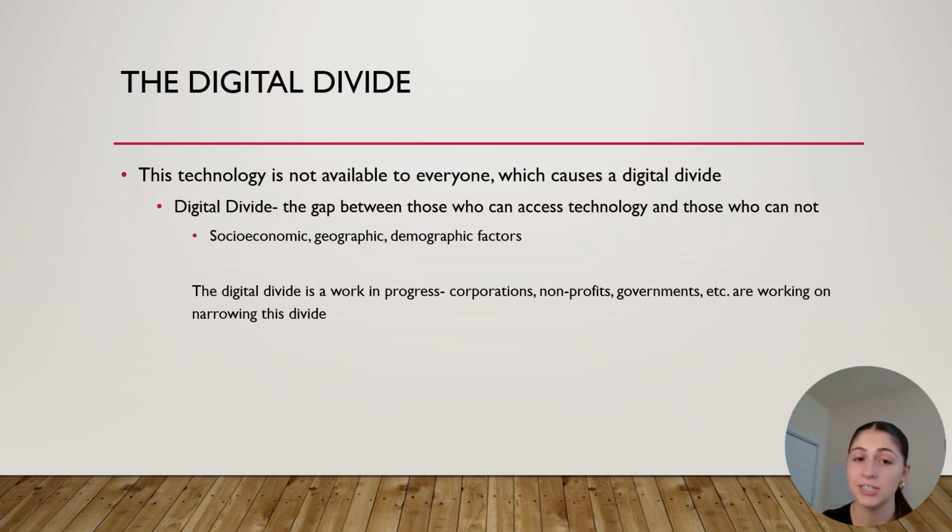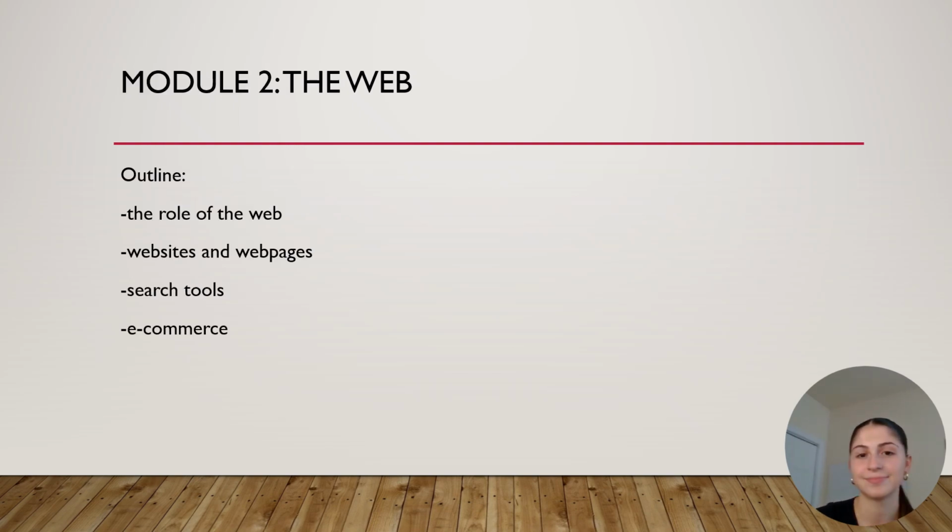Continuing, we talked about the digital divide. This is the gap between those who can access technology and those who cannot, showing us that technology is not available to everyone. The digital divide is a work in progress. Corporations, nonprofits, governments, a bunch of different people are working towards narrowing this divide.